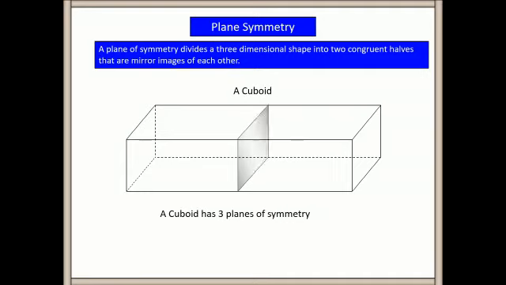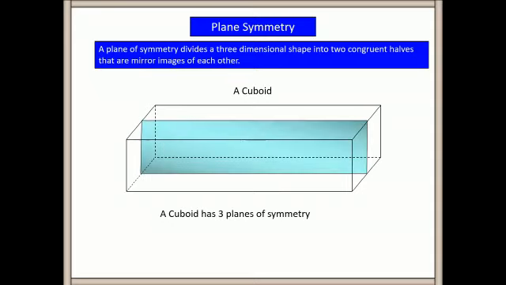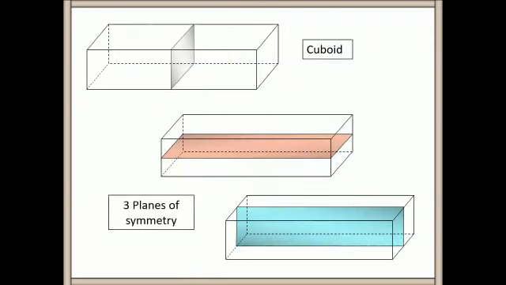We can cut this way. This is another one. Lengthwise we can cut it. The next one is widthwise, and height. So three ways we cut the cuboid. So it has three planes of symmetry altogether. First, second and third. The cuboid has three planes of symmetry.